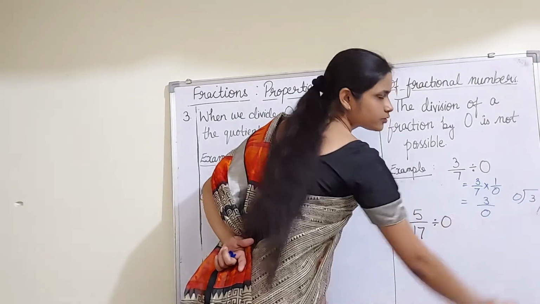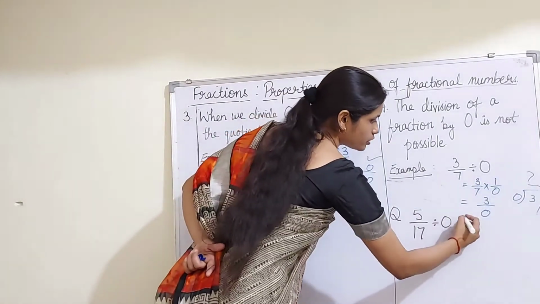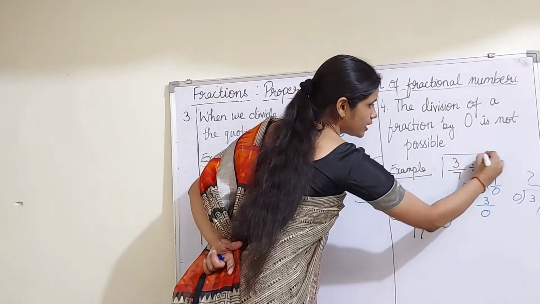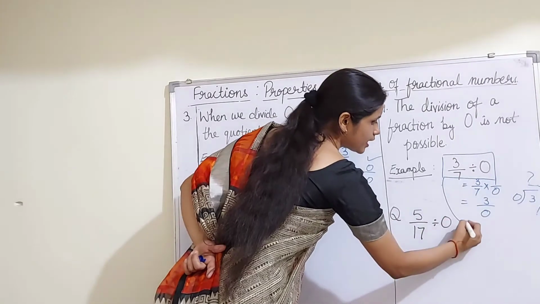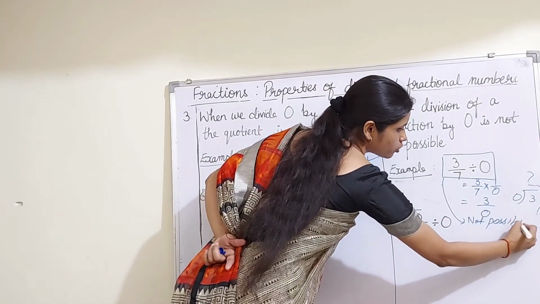So can you divide this 3? No. What will be the quotient? Every time it will be 0, 0, 0. So whenever you get this type of question, you can directly write the answer as not possible. It is not possible to solve this.